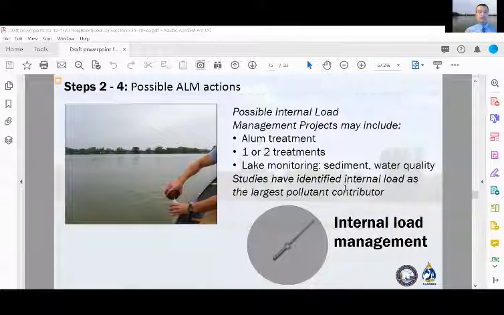Studies have identified that internal load projects are the most important part because internal loading is the largest polluter contributor to East Goose Lake. We'll have obviously lots of conversations about this, both from a social standpoint and a scientific standpoint, because of the important category of internal load management.